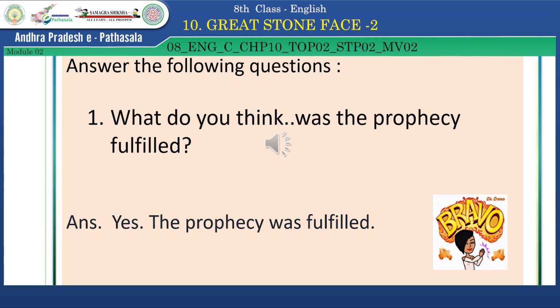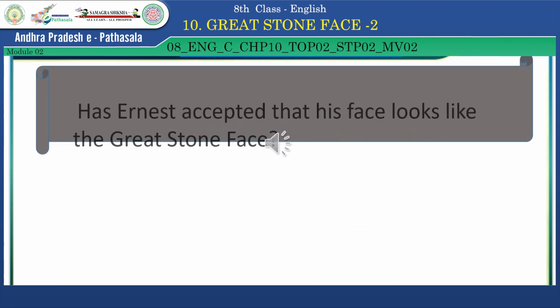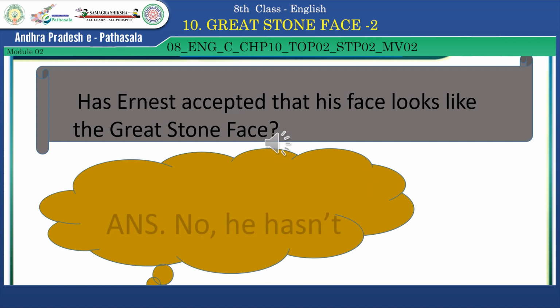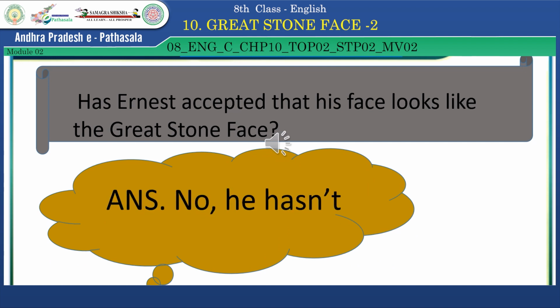Question number 1. What do you think? Was the prophecy fulfilled? Answer is yes. The prophecy was fulfilled. Well done, my dear children. You understood the lesson very well. You comprehended well also. Keep it up. Let's do some more questions. Okay? Here we go. Has Ernest accepted that his face looks like the great stone face? Absolutely right. Answer is no, he hasn't.